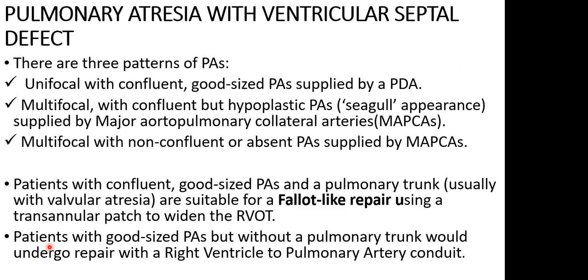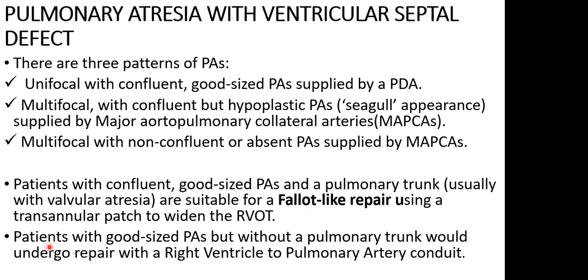We have the unifocal, we have the multifocal, and then we have the multifocal with the non-confluent. So for the unifocal, normally what happens is that with confluent, we have a good sized pulmonary artery, which is supplied by the PDA. While the multifocal, we have a good confluent, but it's actually hypoplastic. We have a hypoplastic pulmonary artery that presents with what we call the seagull appearance. And then it's supplied by what we call the major aortopulmonary collateral arteries.